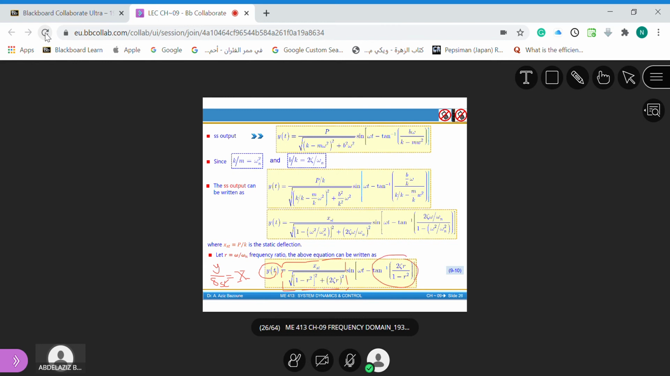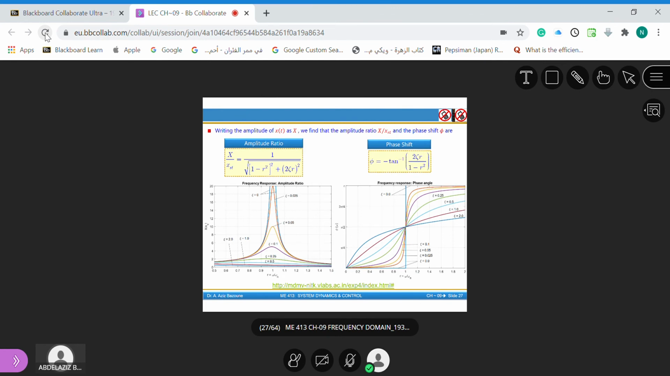If we look at them, this is how we wrote them. The amplitude ratio is X over delta static, 1 over 1 minus R squared plus 2 zeta R squared. And the phase shift will be simply twice zeta minus twice zeta R over 1 minus R squared. So the amplitude ratio here, Shabab, is given to you in this form.